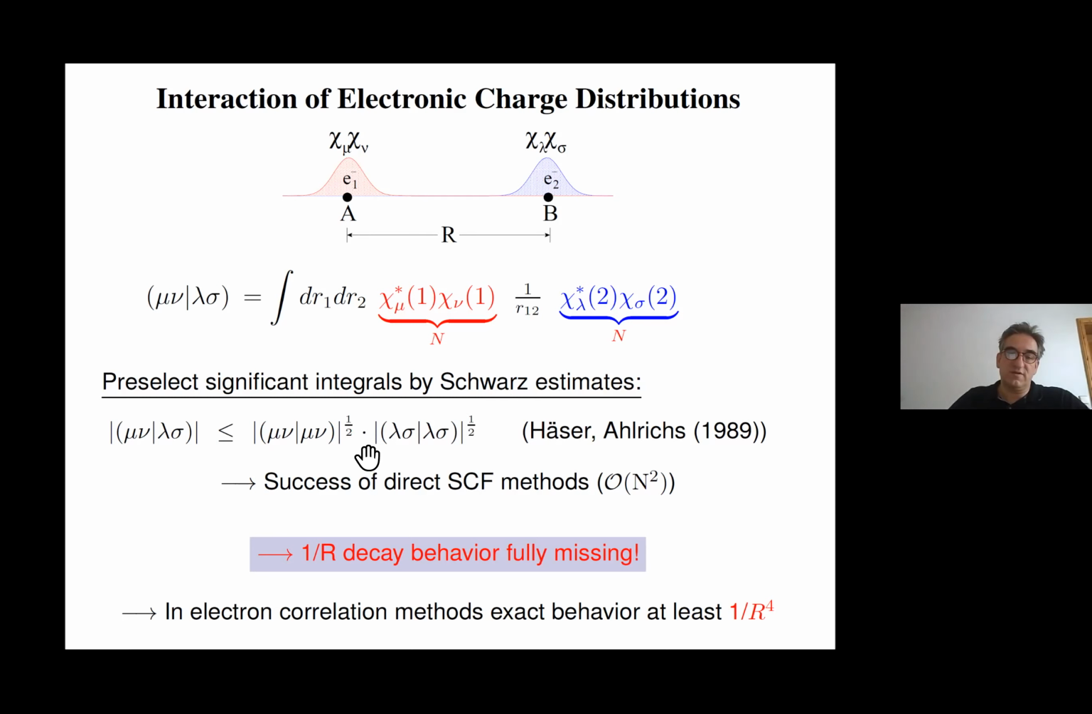But if you look at the estimate, you see there is no 1 over r coupling in the estimate anymore. So the 1 over r decay behavior is fully missing. This is not important if you think about a Coulomb type interaction. 1 over r is a slow decay. But in electron correlation methods, this 1 over r decay reverts to a decay of at least 1 over r to the 4, and if not 1 over r to the 6, which is the typical decay behavior.